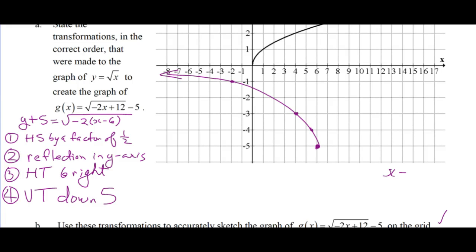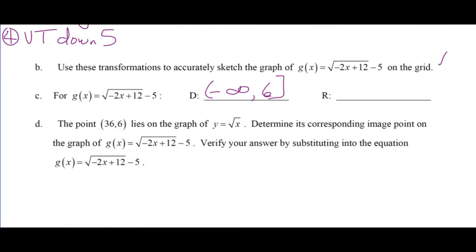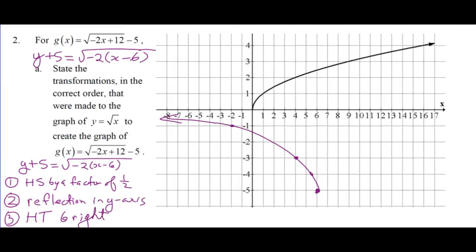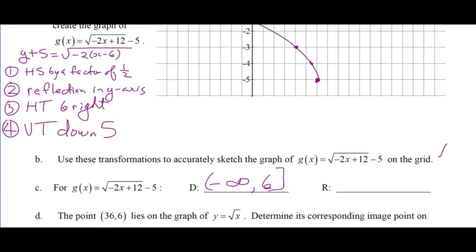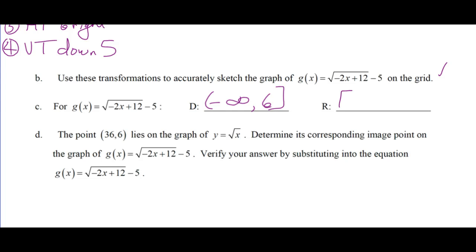What? Oh wait, there's a negative in there, right? So forget that. So x minus 6 has to be less than or equal to 0, so it'll be negative, then that'll make it positive. Okay, so then x has to be less than or equal to positive 6. Okay, that's what we have. And the range? Minus 5 to infinity. So negative 5 to infinity.